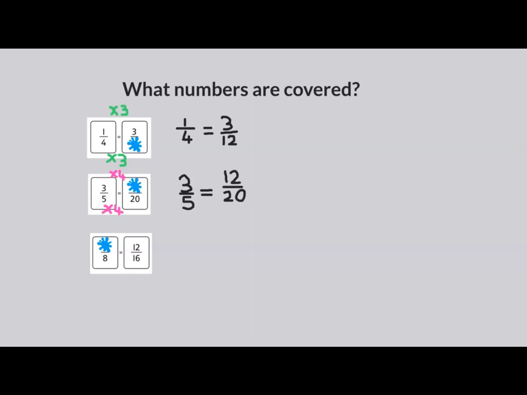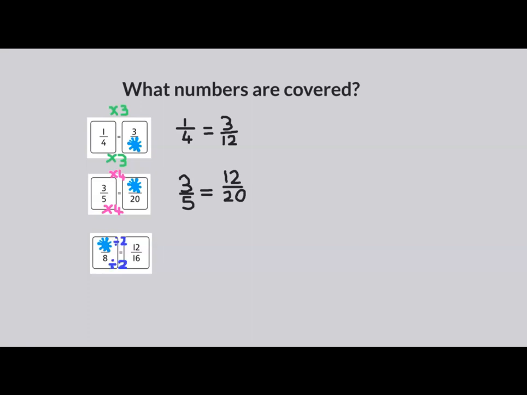Okay, so for the second one, we see that we actually don't have both numerators, so we're going to have to work off the relationship between the denominators. Well, the denominators are 5 and 20. What's the relationship between those 2 numbers? We can see that 5 times 4 is 20. So if the denominator has been multiplied by 4, we've got to do the same operation to the numerator. 3 times 4 is 12. So 3/5 is equivalent to 12/20.